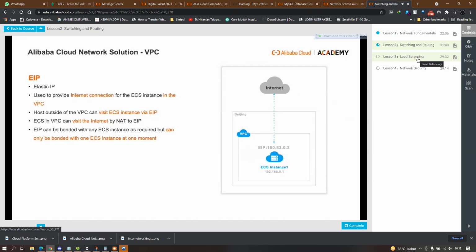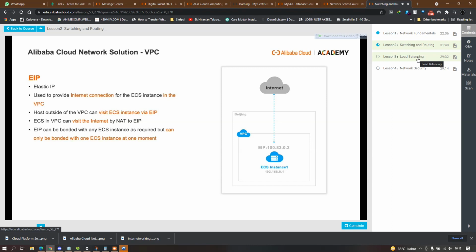Okay, and the next concept we would like to introduce to you is the EIP. The full name for EIP is Elastic IP. This IP is used to provide an internet connection for ECS instances in the VPC. This is something like the NAT that I just introduced to you.